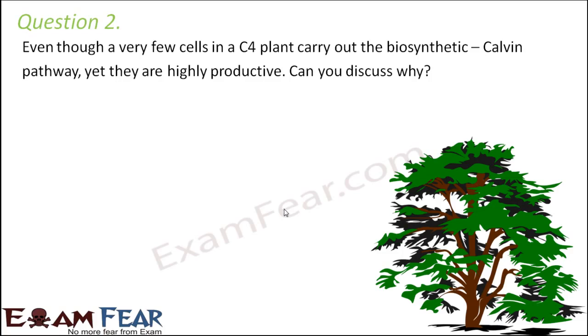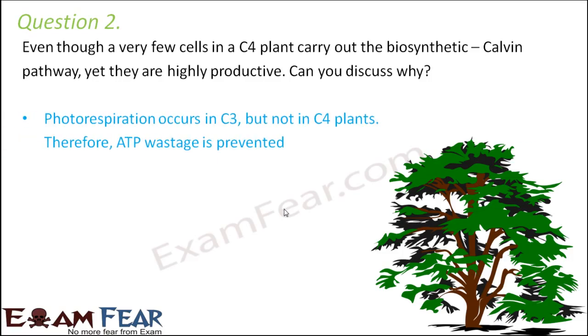But at the same time, there are many ways in which they are able to utilize more out of it. For example, when you talk about the process of photorespiration, that is, in presence of light, they lose out some of their energy, but that photorespiration doesn't take place in a C4 plant. So photorespiration occurs in C3 but does not occur in C4 plants. But again, for photorespiration also you need some ATP to be utilized. So if photorespiration is not happening, you are able to save some ATP there. So some savings you are doing there.